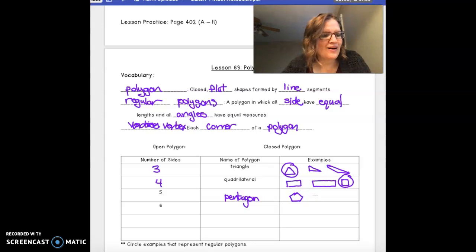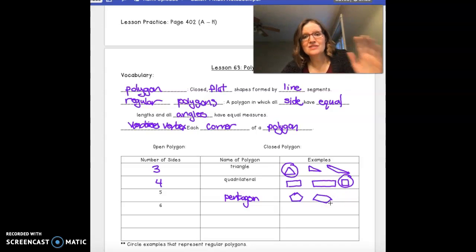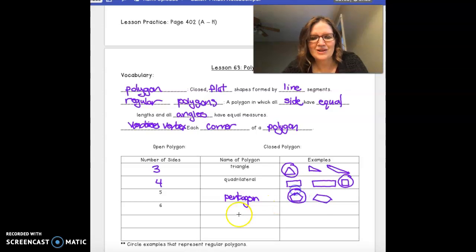Here is an example of an irregular pentagon. 1, 2, 3, 4, 5. Anything that has five sides is an irregular pentagon, but this is our regular pentagon.